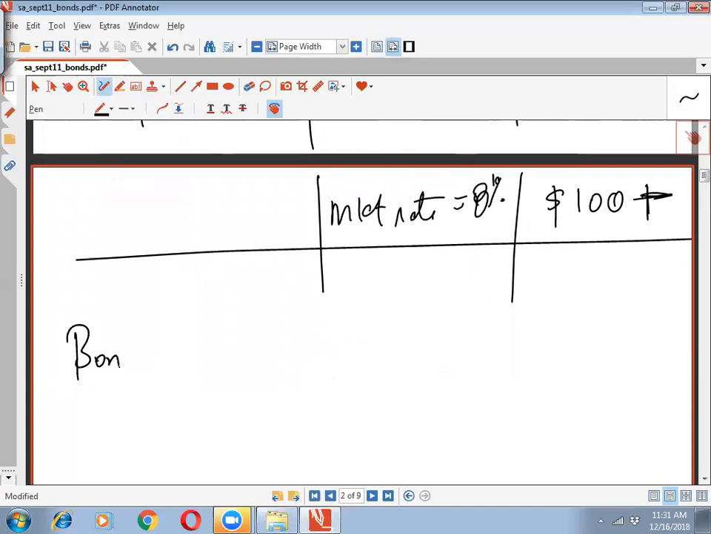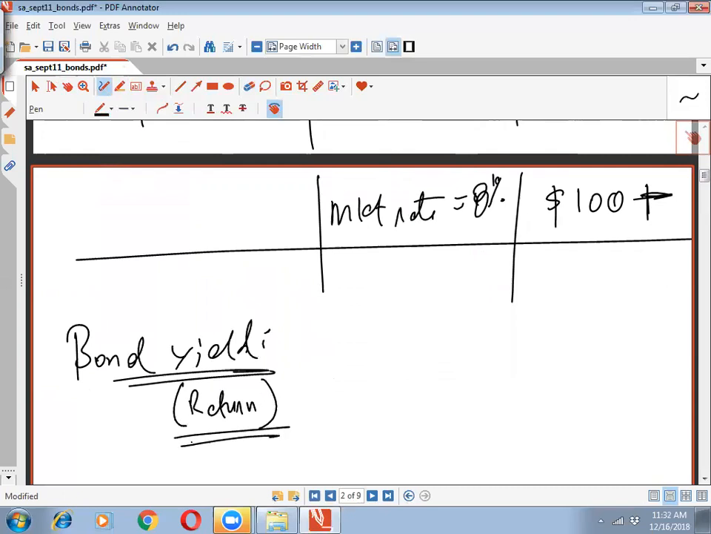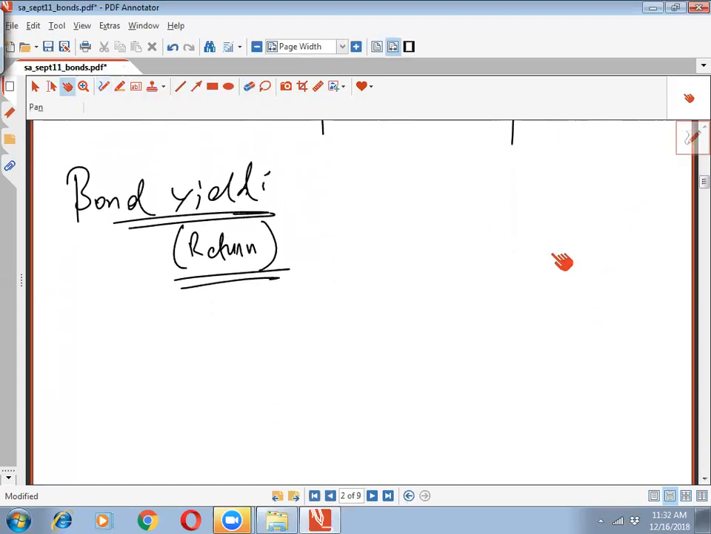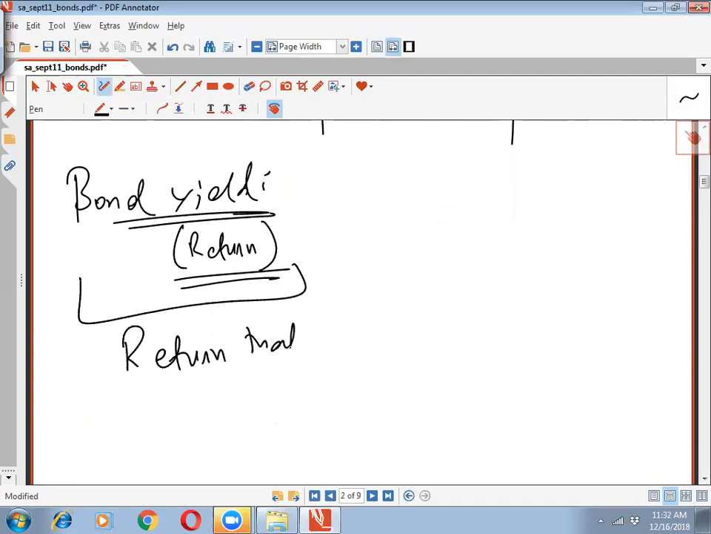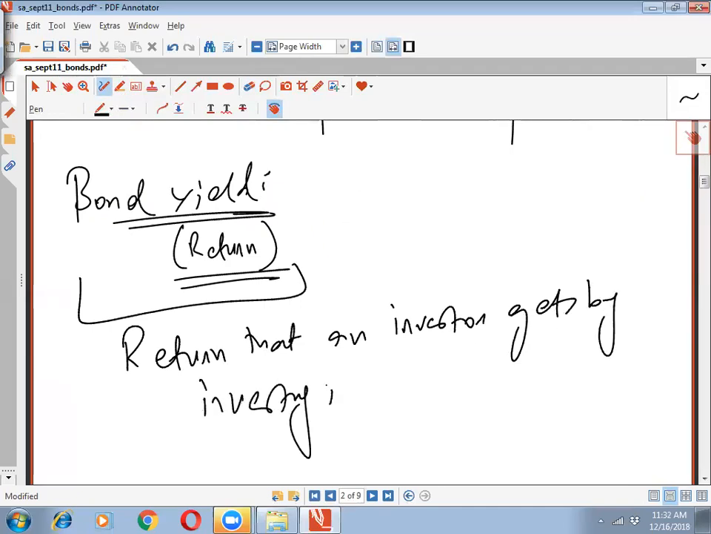Let's talk about the concept of bond yield. Now, what exactly is the concept of bond yield? When we talk about yield, it actually means return. So the bond yield refers to the return that an investor gets by investing in a bond. The return that the investor will get by investing in a bond is going to be considered as the bond yield.